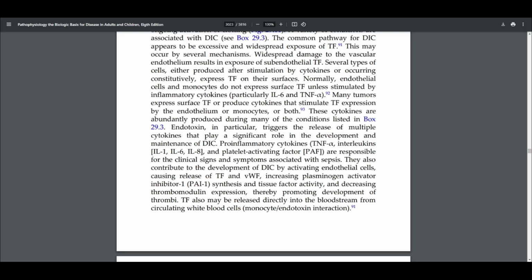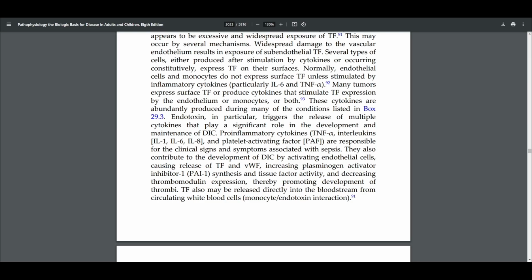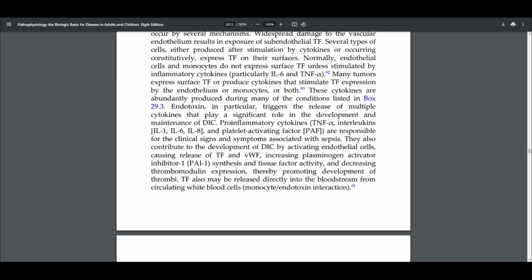Endotoxin, in particular, triggers the release of multiple cytokines that play a significant role in the development and maintenance of DIC. Pro-inflammatory cytokines and platelet activating factors are responsible for the clinical signs and symptoms associated with sepsis. They also contribute to the development of DIC by activating endothelial cells, causing release of TF and von Willebrand factor, increasing plasminogen activator inhibitor 1 synthesis and tissue factor activity, and decreasing thrombomodulin expression, thereby promoting development of thrombi.